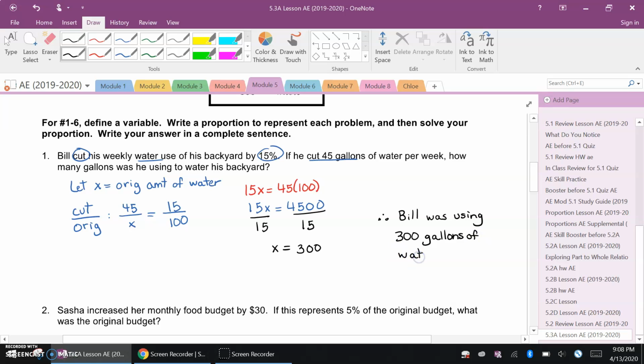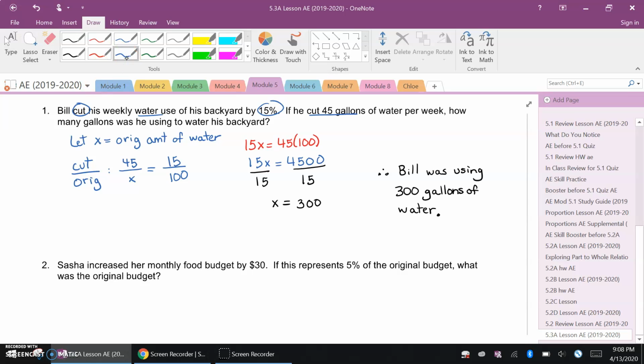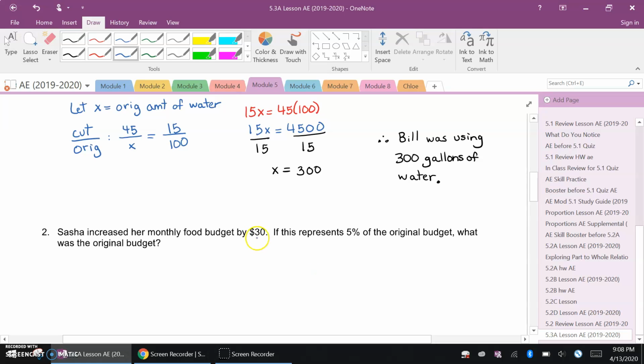So all of the questions we're going to be doing in this section are all just like that. We're defining the variable, word ratio, and then using your really strong proportion skills. So looking at number 2, it says Sasha increased her monthly food budget by $30. So $30 is definitely important, but the fact that it's increasing, I think that's an important word. So we're going to underline that one too.